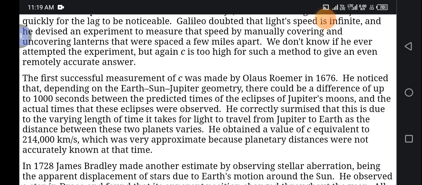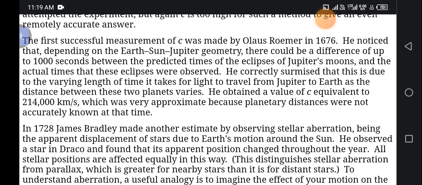The first successful measurement of c was made by Ole Rømer in 1676. He noticed that depending on the Earth's and Jupiter's geometry, there could be a difference of 100 seconds between the predicted times of the eclipses of Jupiter's moons and the actual times that these eclipses were observed. He correctly surmised that this is due to the varying length of time it takes for light to travel from Jupiter to Earth as the distance between these two planets varies.